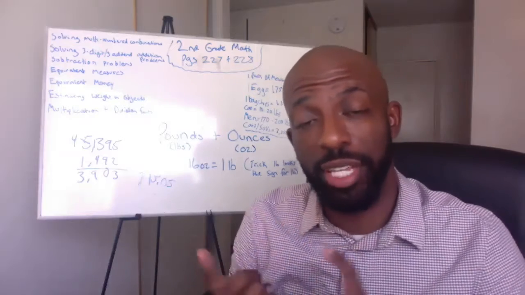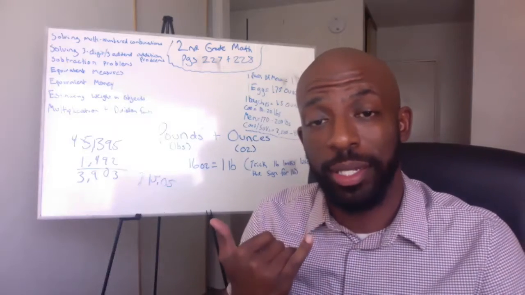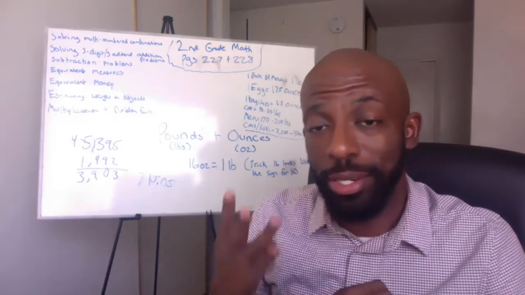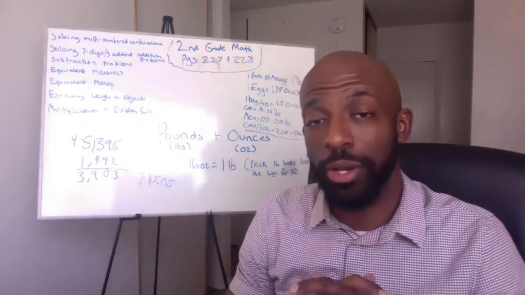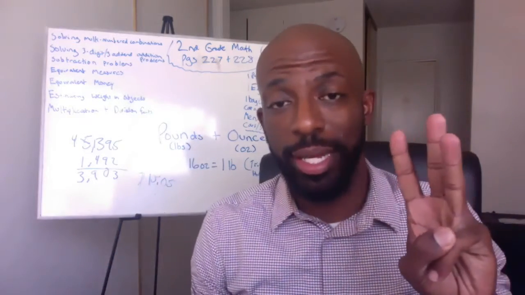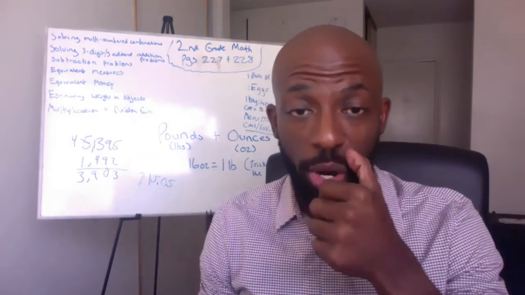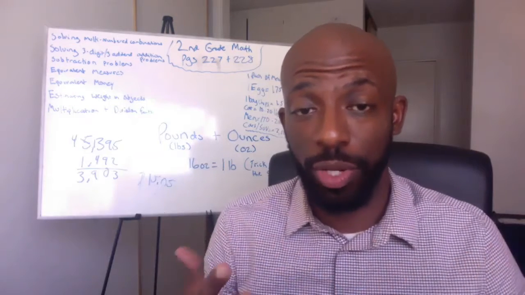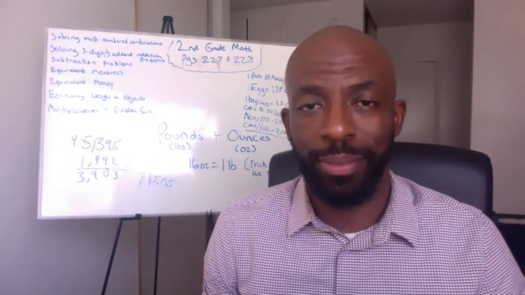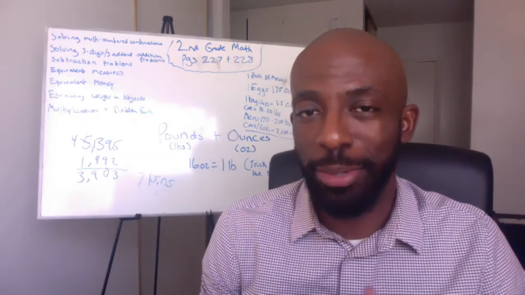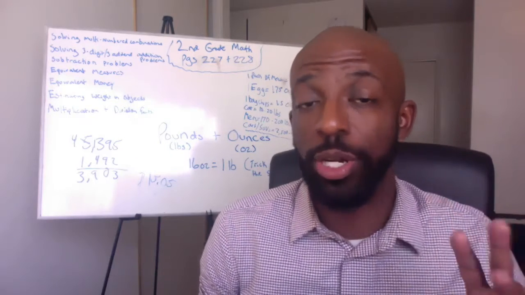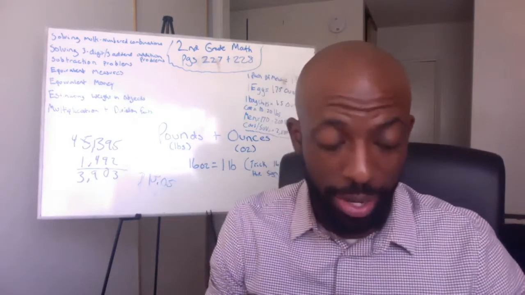Now, if we have 10 leaf hoppers in each group, and there's 3 groups, how many total leaf hoppers are there? So there's 3 groups. There's 10 in each group. So what do we do? Are we counting by 3 or are we counting by 10? We're counting by 10. How many times are we going to count by 10? How many groups are there? It's 3. So we're going to count by 10 3 times. All right, so let's do it.